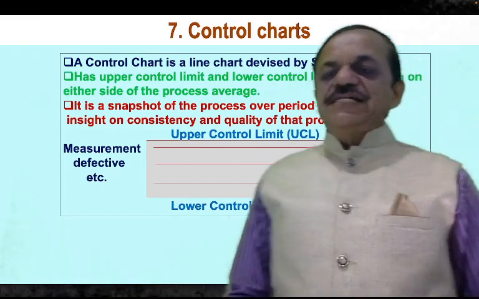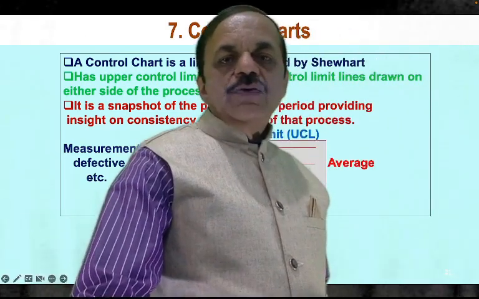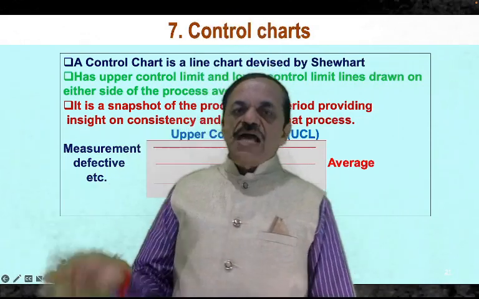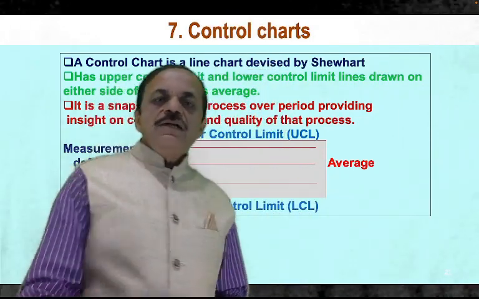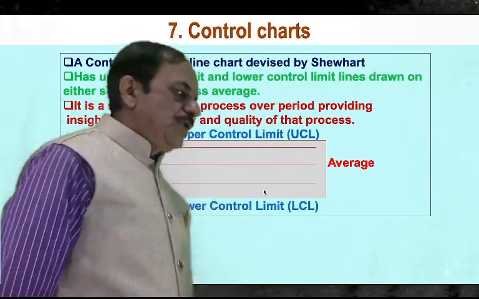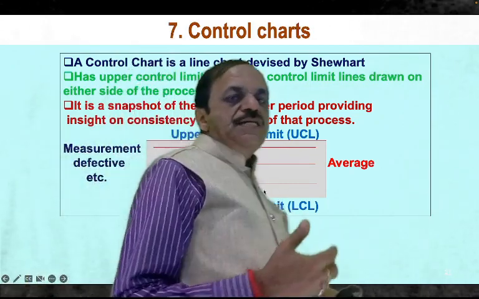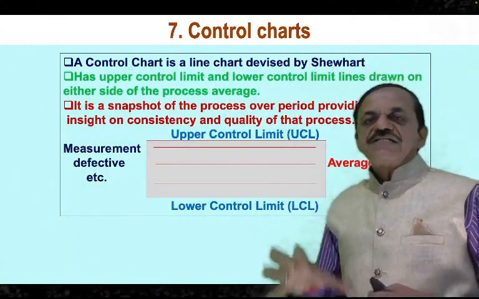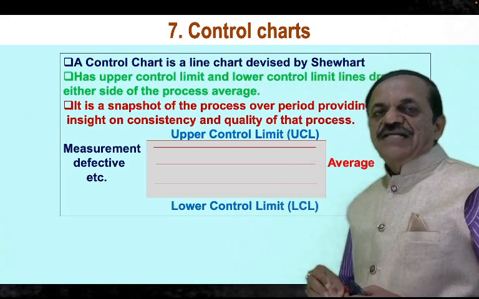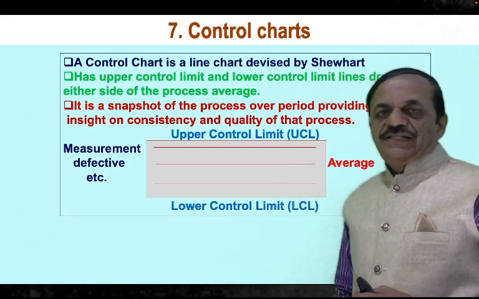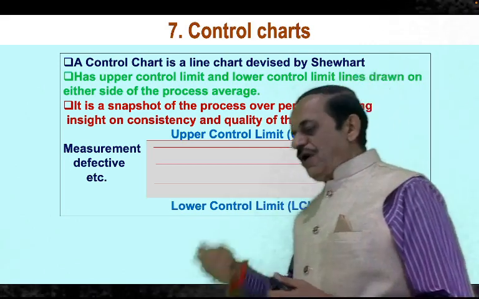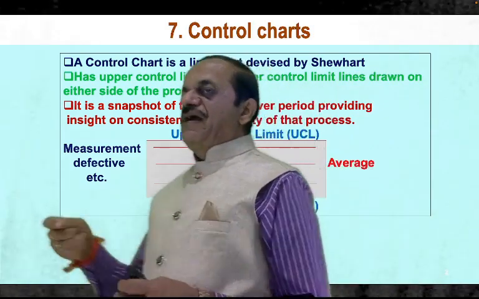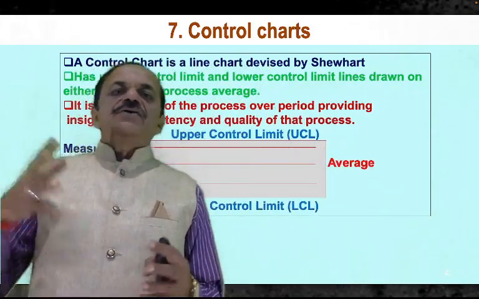If for any reason any data value goes outside, meaning above the upper control limit or below the lower control limit, it means there is a special reason for failure which has to be studied and solved. If that is done, the problem gets solved permanently, the process becomes more capable and you can have full confidence in the process.